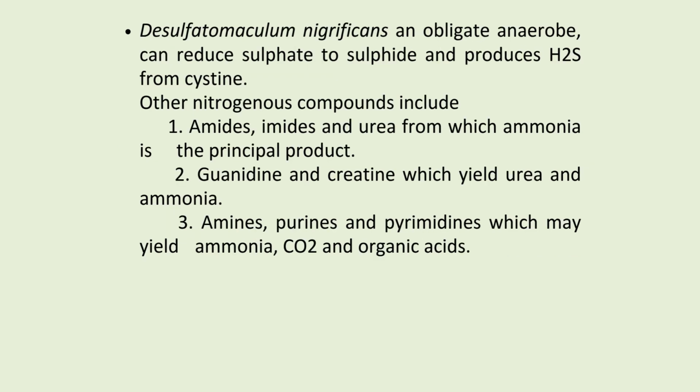Following this, we examine other nitrogenous compounds. Desulfotomaculum nigrificans, an obligate anaerobe, can reduce sulfate to sulfide and produces hydrogen sulfide from cysteine. Other compounds include amides, imides, and urea, from which ammonia is the principal product. Guanidine and creatine yield urea and ammonia. Amines, purines, and pyrimidines may yield ammonia, carbon dioxide, and organic acids.